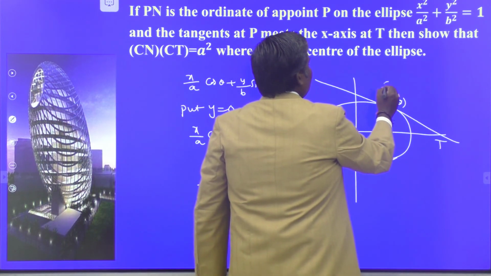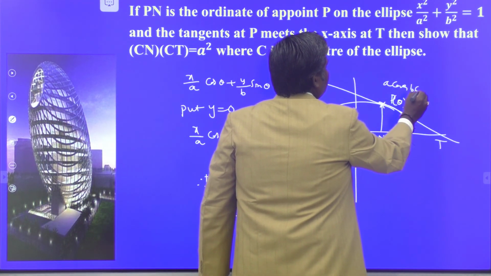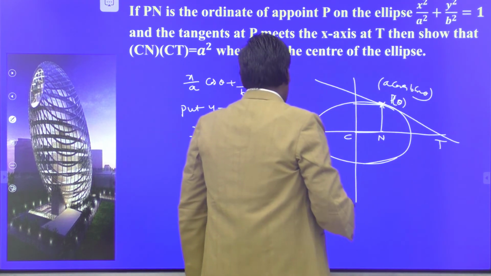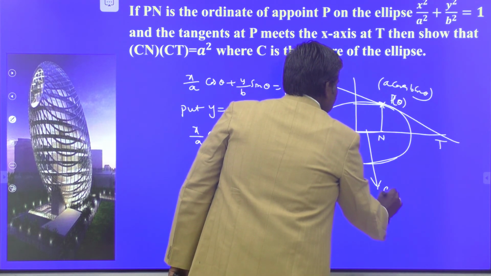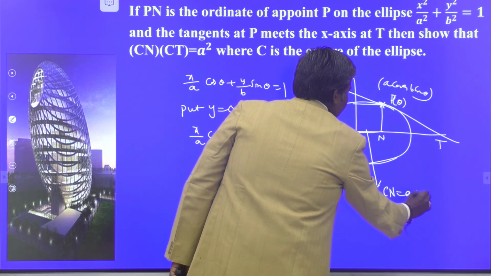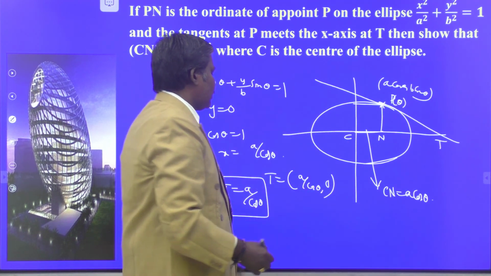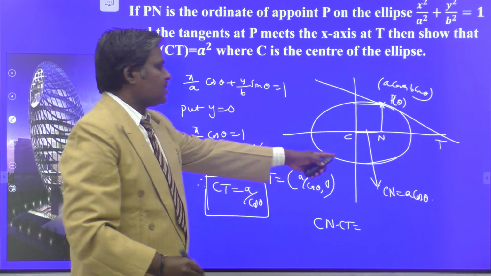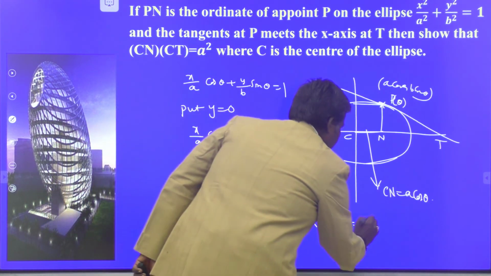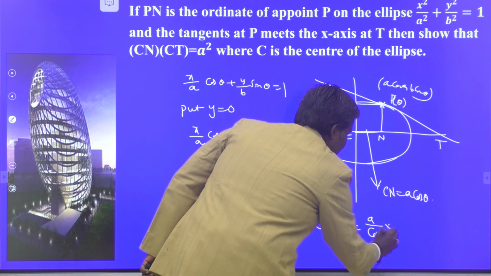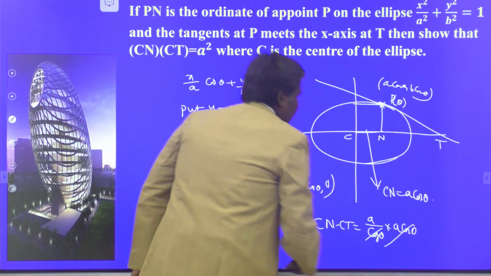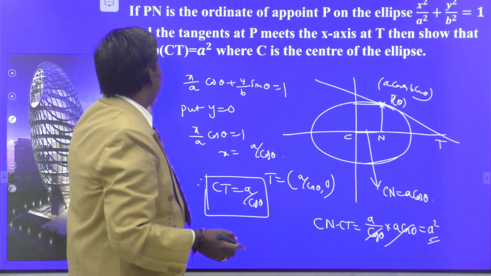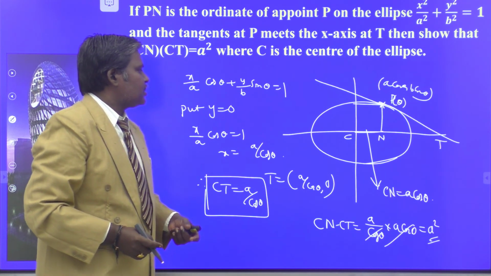Now, what are the coordinates of P? a cos theta comma b sin theta. So, the distance from here to here is a cos theta. It is also a cos theta. Cn is equal to a cos theta. The game is over. Cn into Ct is equal to a by cos theta into a cos theta. So, a by cos theta into a cos theta gets cancelled, we have a square. So, it is also a very simple problem for you. Cn into Ct is equal to a square.